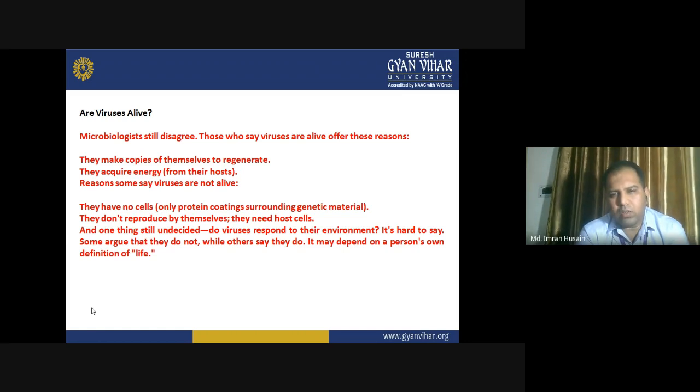They need host cells because they don't have the required amount of resources that are essentially needed in the process of reproduction. And one thing is still undecided: do viruses respond to their environment? It's hard to say. Some argue that they do not, while others say they do. It may depend on a person's own definition of life.